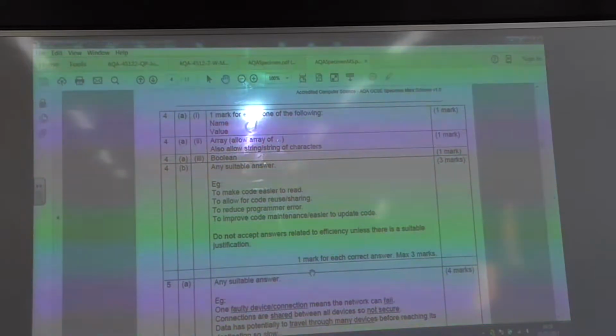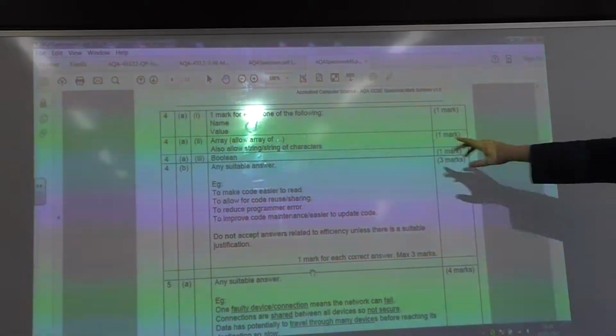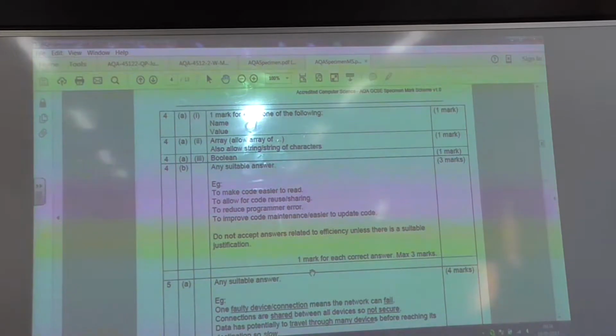But you also say... Interestingly, it said array. They have put array, but they've put also allow string. Yay.